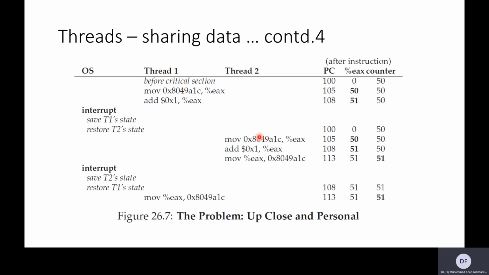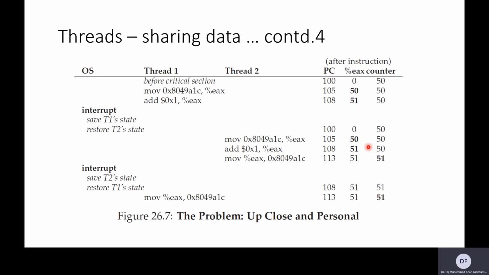An interrupt arrives and context is switched and T2 runs. Since the value of the counter is still 50 in RAM, T2 will also load 50, increment it, and store 51 in RAM. At that moment, another interrupt comes and context is again switched. T1 resumes its execution and starts from the instruction where it was going to store the value of 51. It had incremented, but it had not yet stored. So it will continue after that and store the value 51 in RAM.